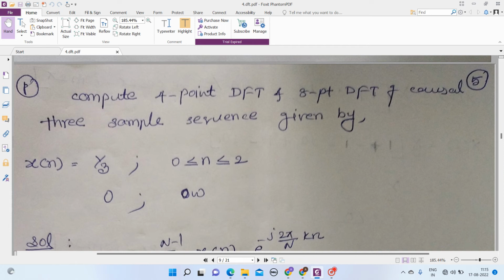Sometimes they will ask the question like this: solve the DFT problem. That's all. At that time you can use the matrix method. That method is very easy to solve the DFT. So we will discuss the other two methods in the upcoming videos. Today we will discuss the direct computation method.